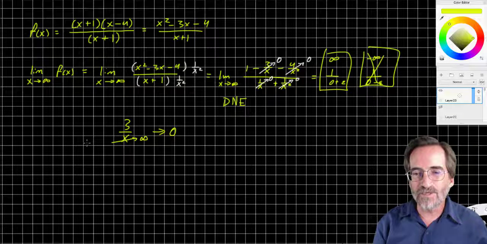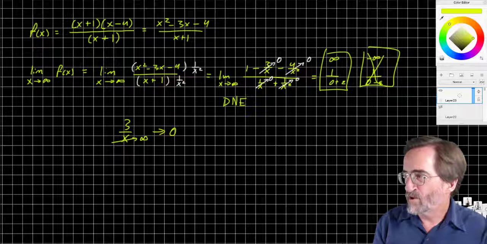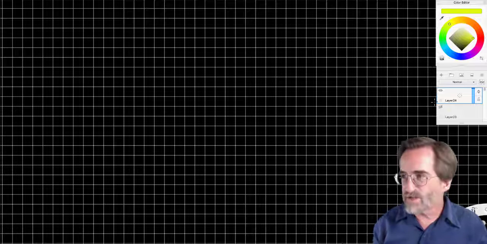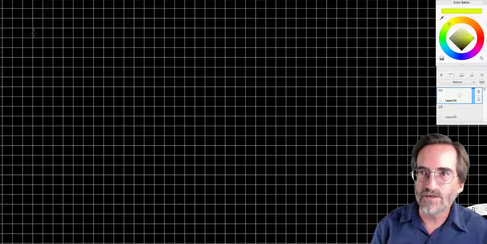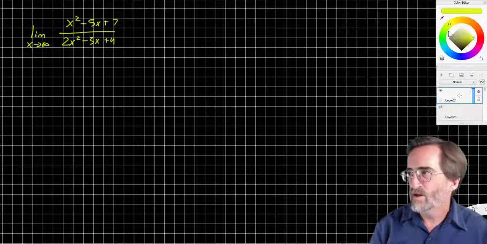All right, so let's look at one where the limit actually does exist. And I know I'm going long, so I'm going to try to be efficient about this. Okay, let's say I'm doing the limit as x approaches infinity of x squared minus 5x plus 7 over 2x squared minus 3x plus 4.